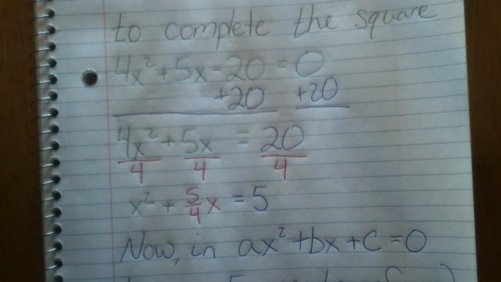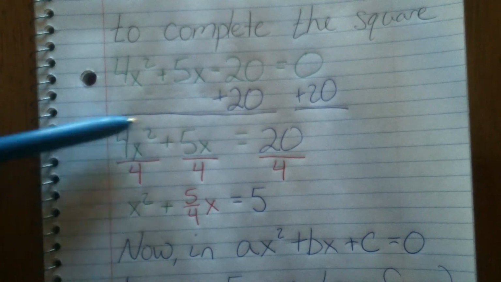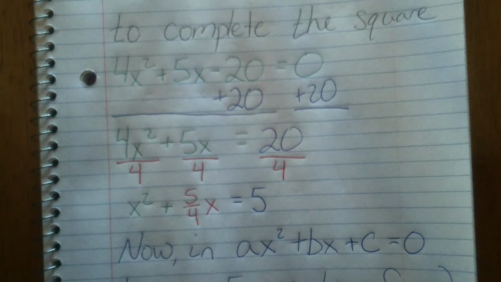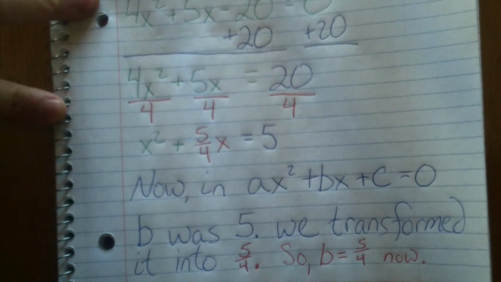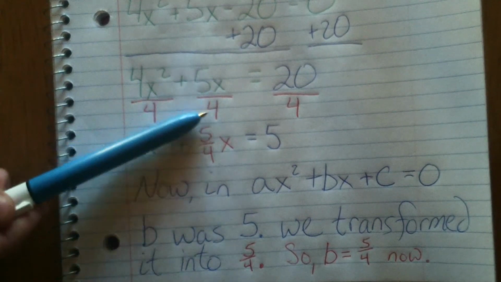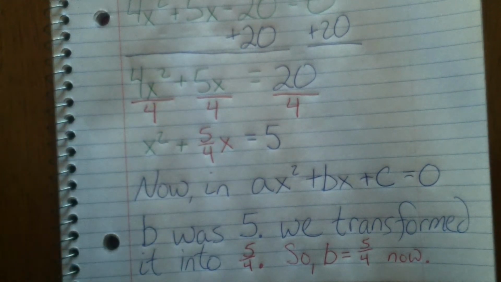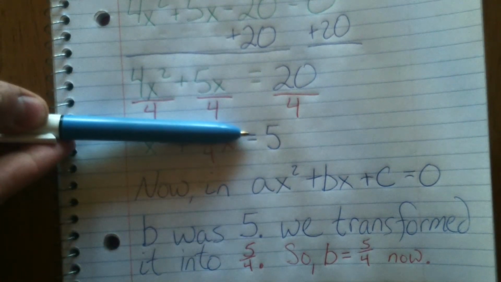The next thing I want to do is get rid of the a in ax squared plus bx plus c equals 0. I want to get the a term away from the x squared. So I'm going to go ahead and divide each term by a. A ends up being 4 in this case, so I'm going to divide everything by 4. And that's where I get x squared plus 5/4 x equals 5. And that 5/4, I just left it as a fraction. I do not want to change that into a decimal. And 4 goes into 20 exactly 5 times, so that's where I get the 5.